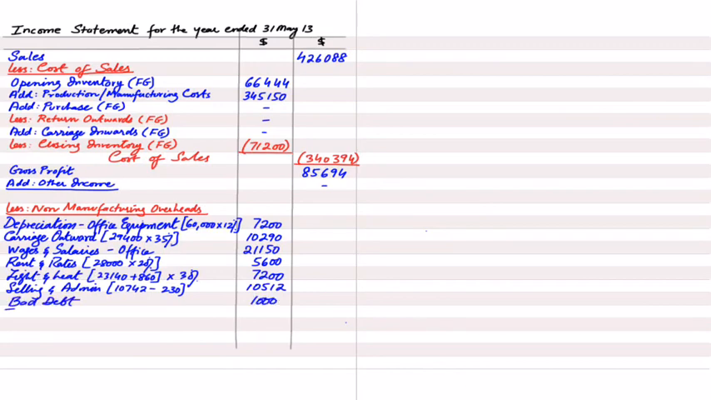Bad debt, also known as irrecoverable debt, is always charged in the income statement, whether the bad debt was already written off or the bad debt needs to be written off. It is always charged to the income statement.